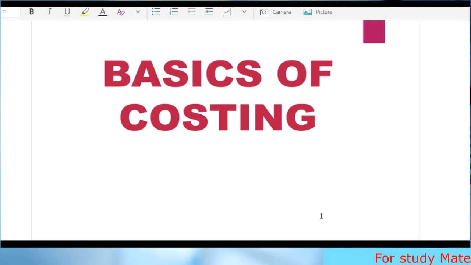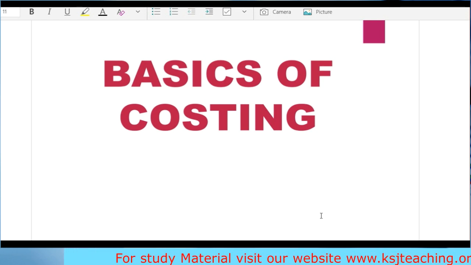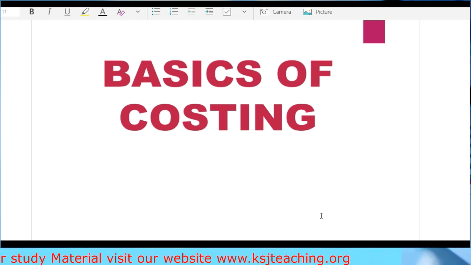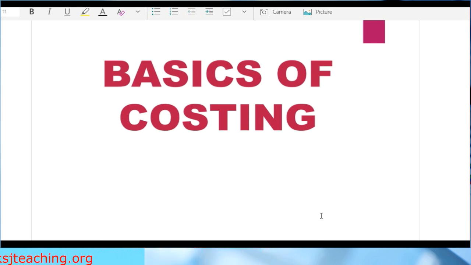What we are going to cover in this chapter is basics of costing. We are going to cover a few terminologies that are important to understand so that we can move on further to the other chapters. So we will be taking up a few important things, a few basics we are going to build.